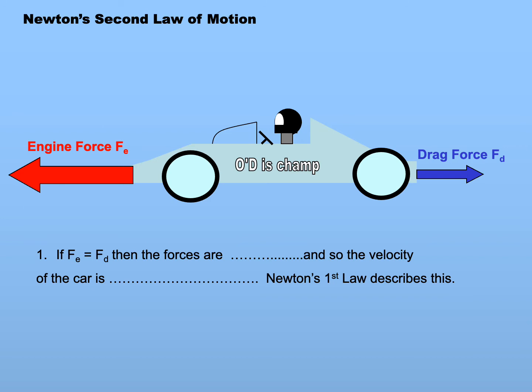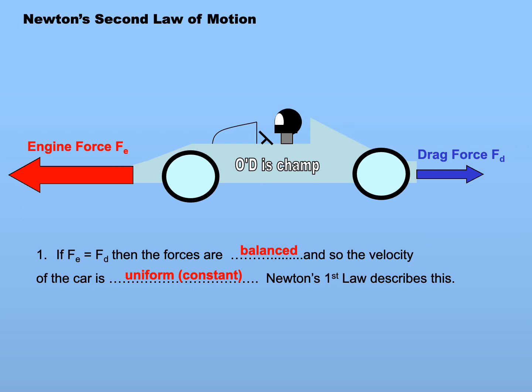Now, let's imagine that the engine force, F E, equals the drag force, F drag. They've got the same size. Obviously, they're in opposite directions, but let's imagine they've got the same magnitude. Then these two forces are balanced, and so the velocity of the car is uniform. You can say constant. We prefer uniform, but they mean the same thing.